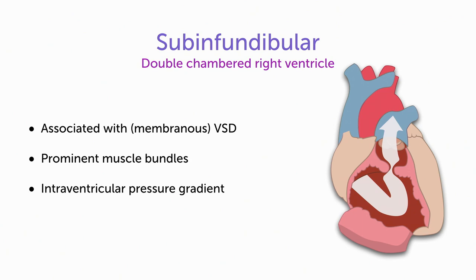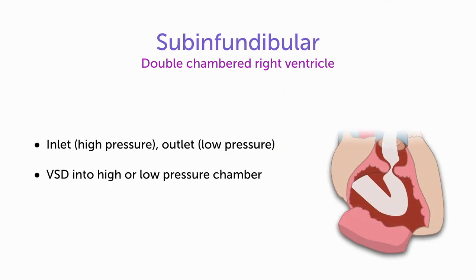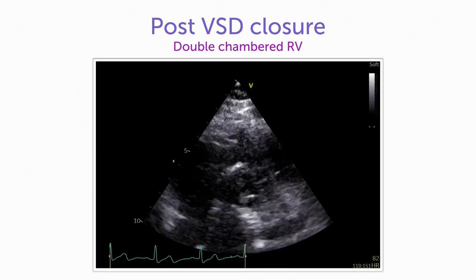to a hypertrophy and then to a muscle bundle that narrows the right ventricle and divides it into two chambers. And this will lead to an intraventricular pressure gradient from a high pressure chamber into a low pressure chamber and then through the pulmonary valve. You have the inlet high pressure and the outlet low pressure, and usually the VSD will lead into the high pressure chamber. Let's look at this next patient.